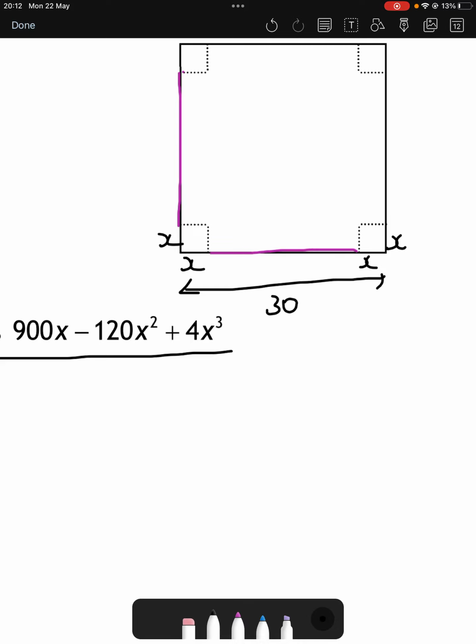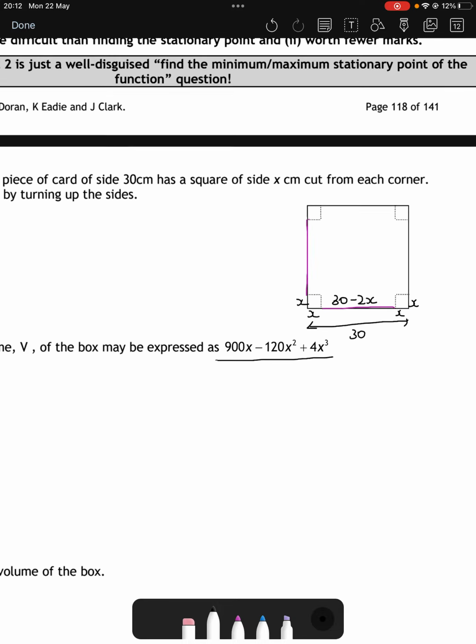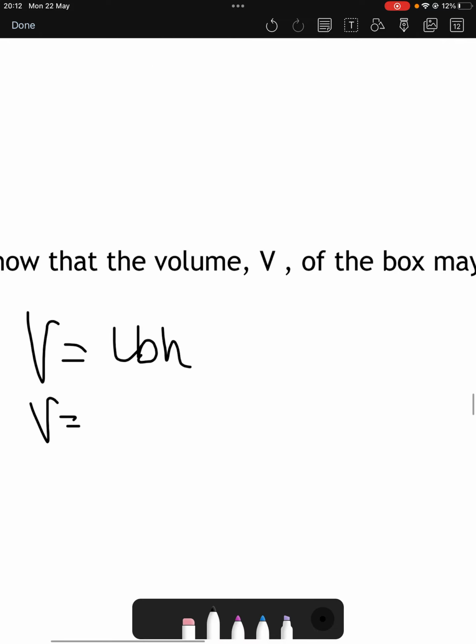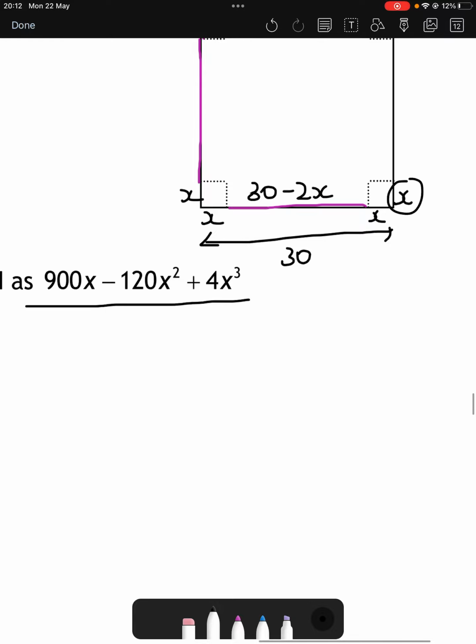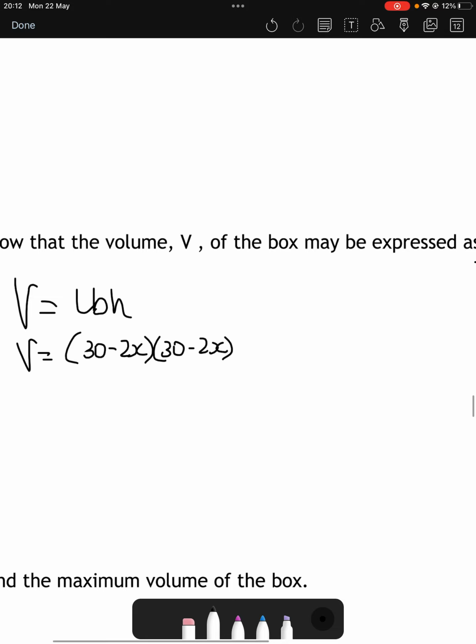Now, how do we get them? Well, the whole thing is 30. We're getting rid of the two x's, so it's 30 minus 2x. So our length is 30 minus 2x. Our breadth is 30 minus 2x. And the height, well, if you imagine what we're doing is we are folding up our x sides here, and that gives us our height, so it's x.